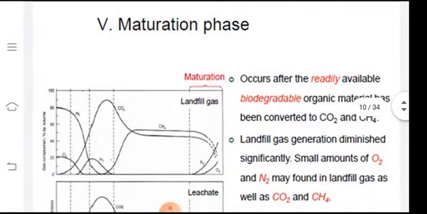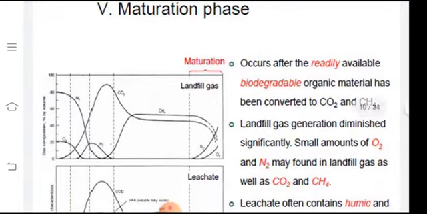Next is the maturation phase, and in this phase we are going to understand how our process is going to close. This is the final maturation phase in which most of the degradable organic content has reduced. This reduction is due to microbial activity. So the methanogens have played their role. All the degradable content has been converted mainly to CH4 and CO2.